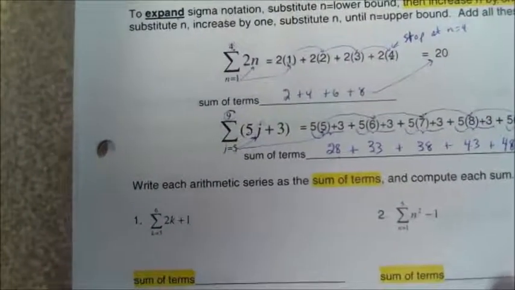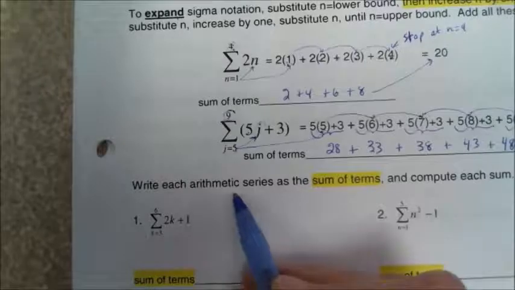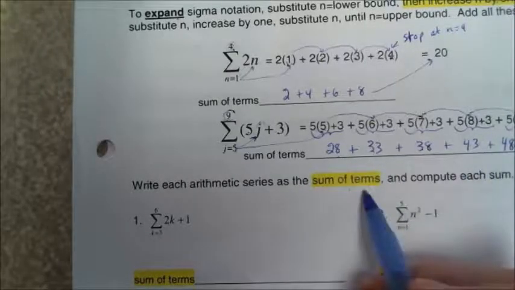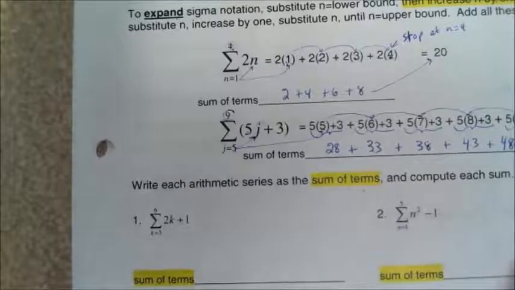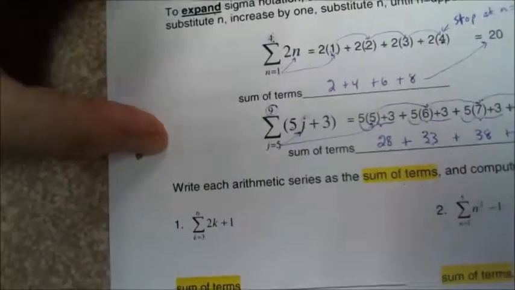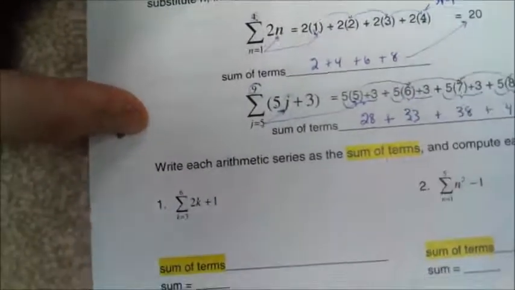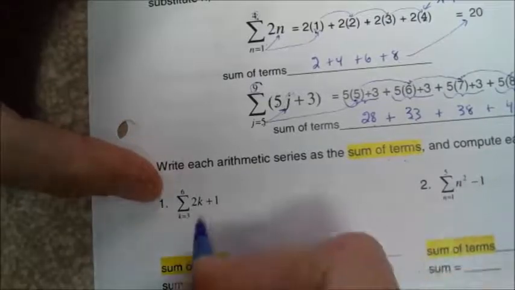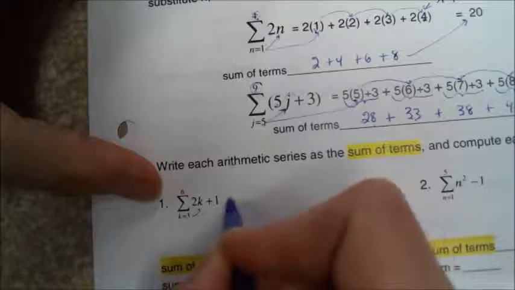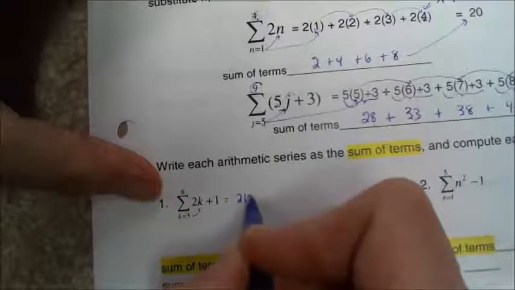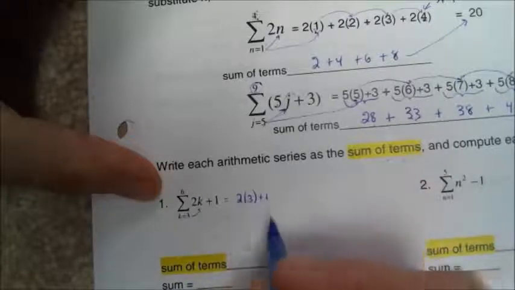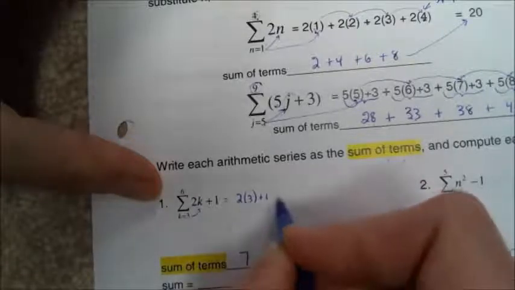So we have some more examples to go by here. We're going to write each series as the sum of terms first. So we're going to add them up like this, and then we're going to compute in the end. So this letter is the letter K now. We're going to use K instead of N or J. It really doesn't matter what letter you use. So the sum of terms. Well, first of all, you're going to let K equal 3. So it's 2 times 3 plus 1. There's the first term. 2 times 3 is 6 plus 1 is 7. So there's your first term.